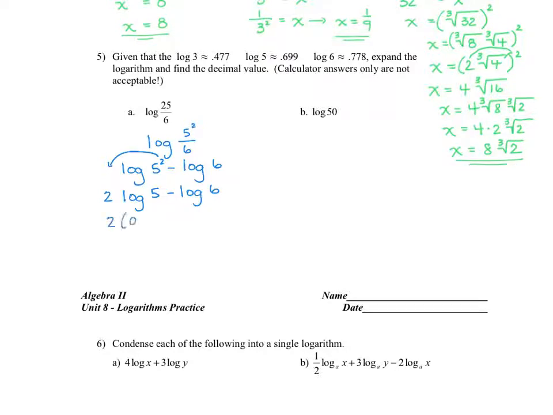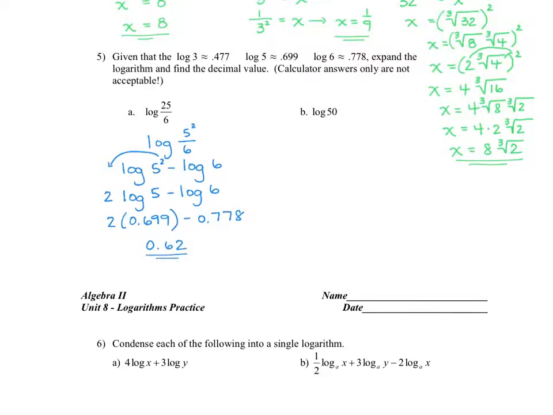So 2 times 0.699 minus 0.778. And when I evaluate that, I get 0.62.